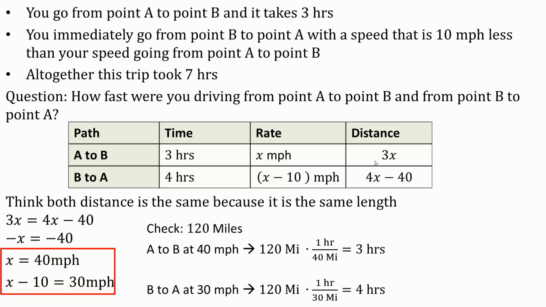And we can always check. So the distance would be 120 because 3 times 40 is 120. Likewise, 4 times 40 is 160 minus 40 is 120. So we know the distance would be 120 miles. So A to B, you go at 40 miles per hour. And so 120 miles times 1 hour divided by 40 miles would give us 3 hours. So that checks out. Likewise, 120 miles times 1 hour divided by 30 miles would be 4 hours. And so that also checks out.